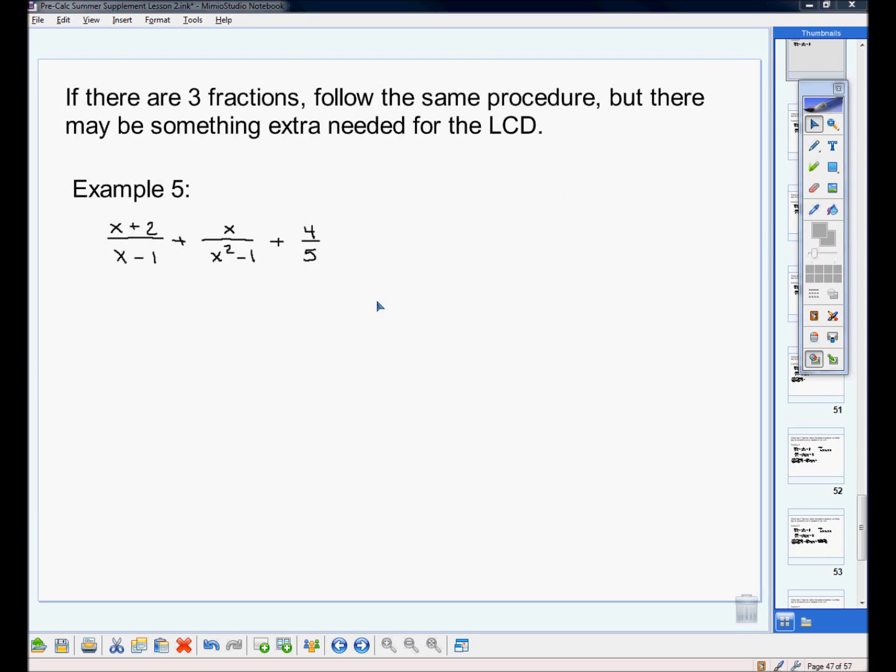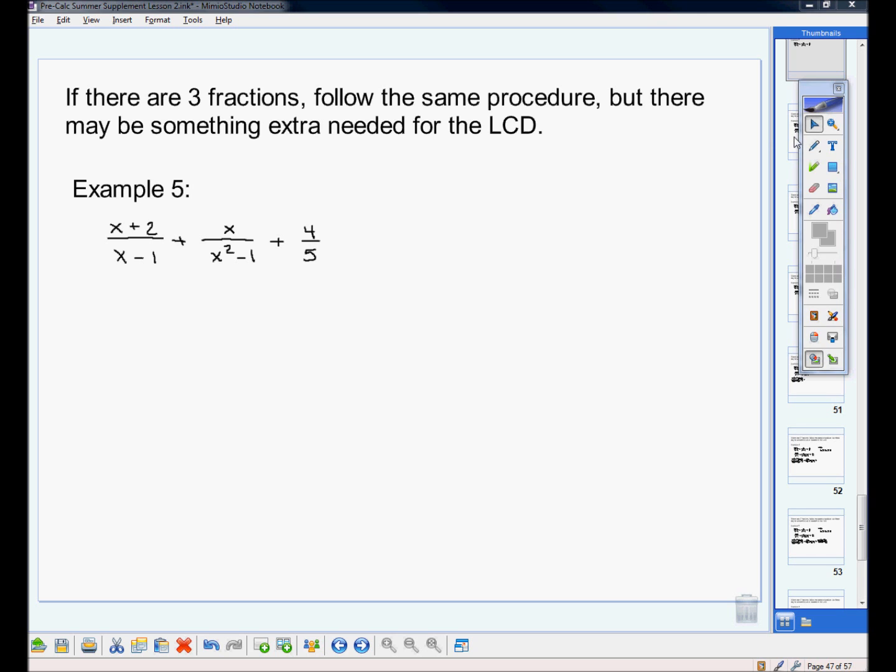Okay, it is time to finish up lesson 2 for the summer supplement. We're going to take a look at what we need to do a little bit differently when there's 3 fractions instead of just 2. There's not really that much different. It's just a matter of we have to make sure that all 3 denominators are in common rather than just the 2 in this case.